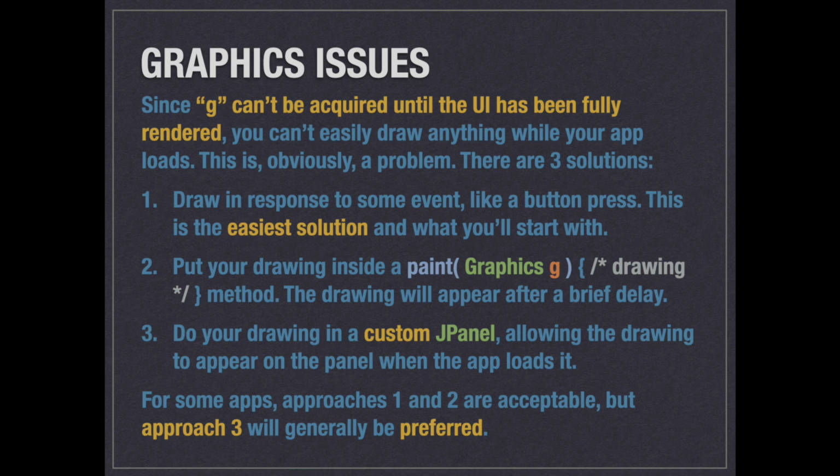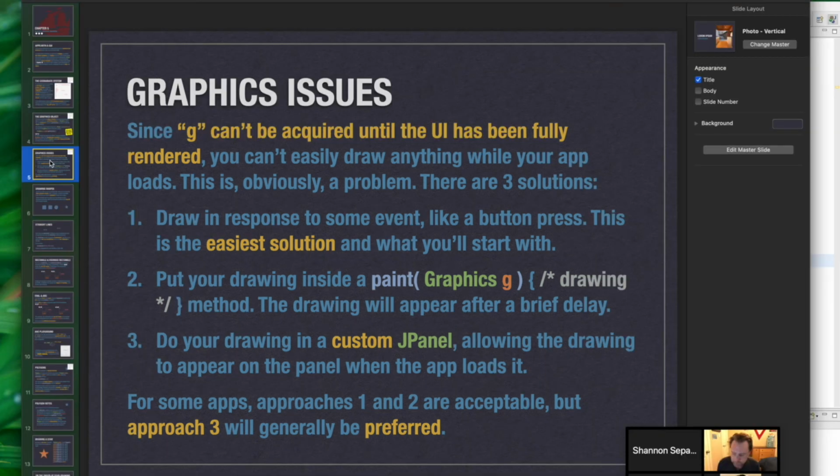Second technique is to make your own method called paint and pass it a graphics object and then put the drawing code in that method. That'll work as well and then does not need the button. And then the third approach is to create a custom JPanel which does all the drawing, and then add that panel wherever you want it on screen. And when it is loaded, it will draw on itself. That's the quickest, smoothest way to get what you want to work.